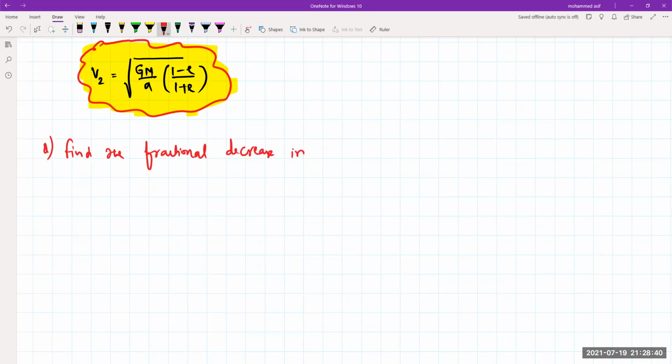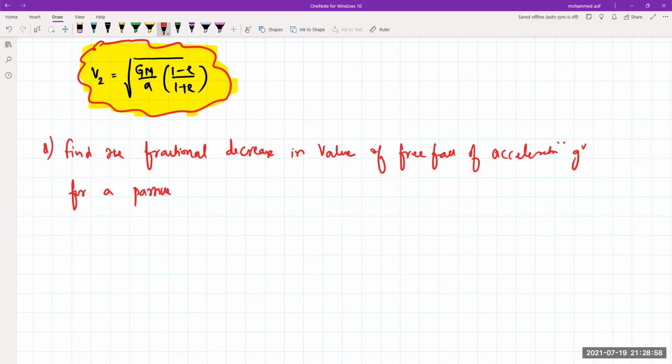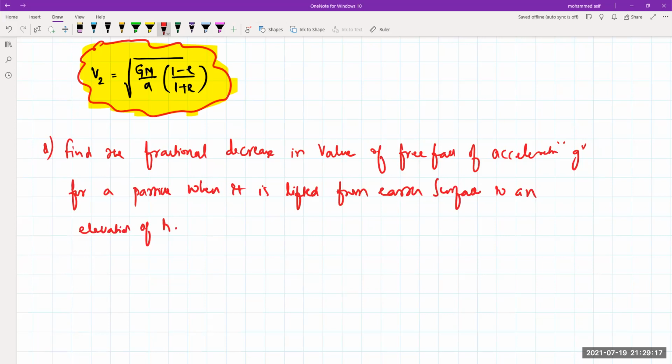Find the fractional decrease in value of free fall acceleration g for a particle when it is lifted from Earth surface to an elevation of h. And I'm taking here h is much, much lesser than r. Come on, tell me the answer.